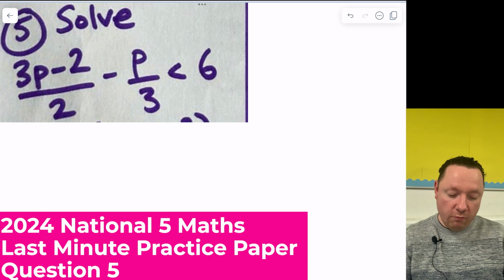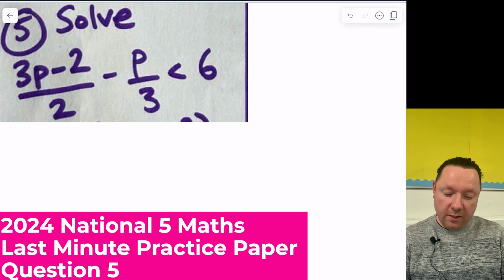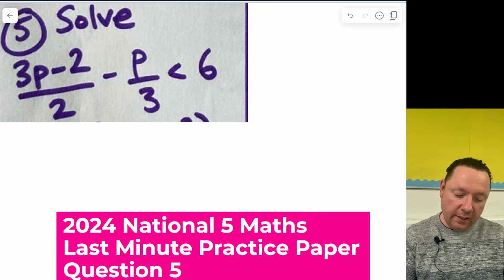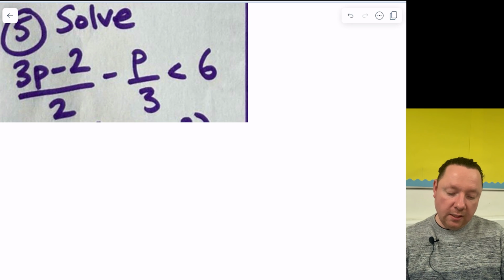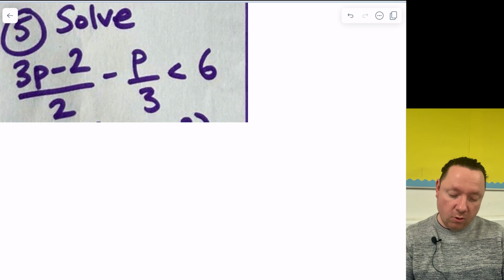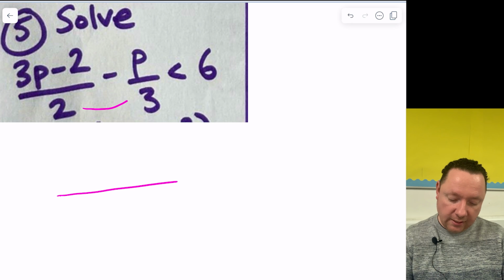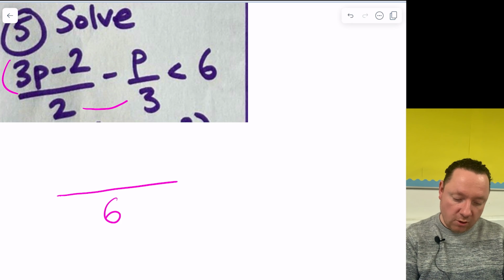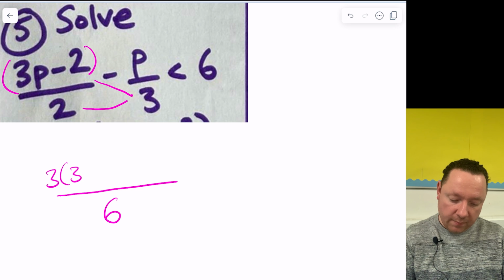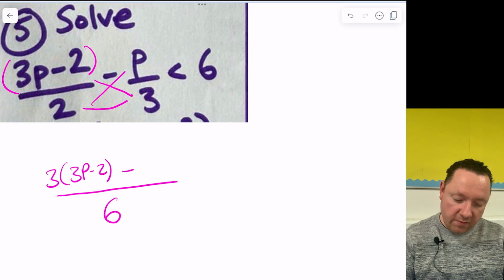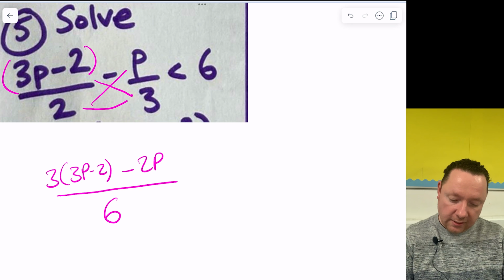Question 5, solve (3p minus 2) over 2 minus p over 3 is less than 6. So I want to get a common denominator. There's a couple of ways to do this. You can find what the common denominator is and then times by it, or just get a common denominator first. So I'm going to times by the common denominator like that. So 2 times 3 is 6. And just imagine there's brackets around here. So I'm going to do 3 times that bracket, 3 bracket 3p minus 2, take away 2 times that p. And that's less than 6.